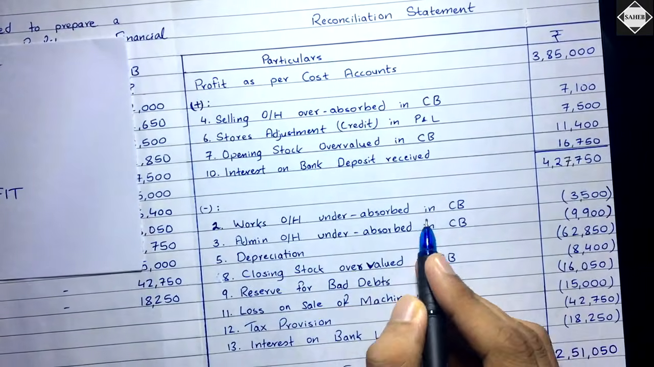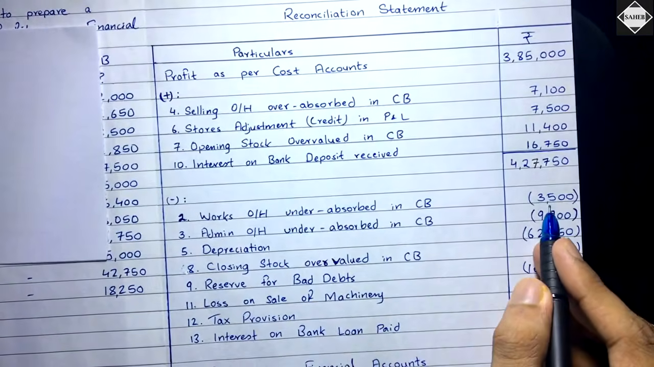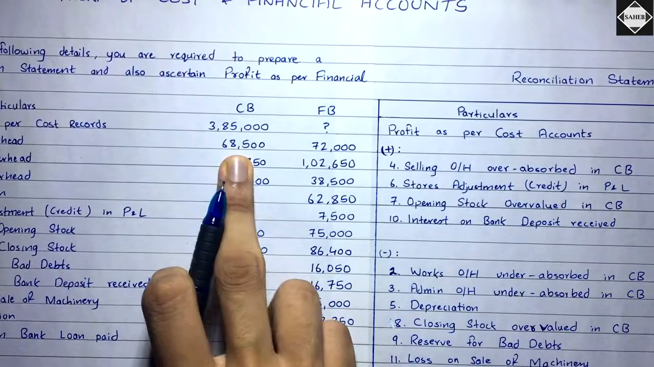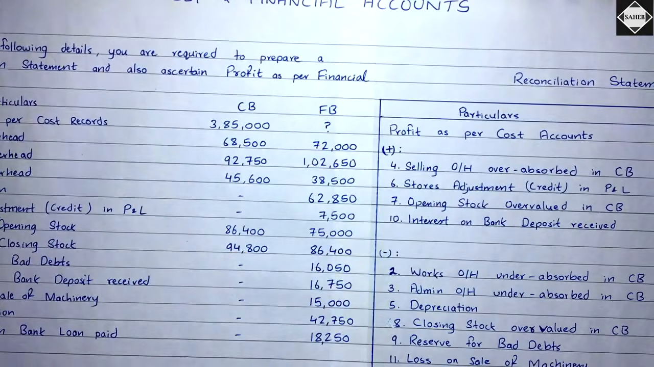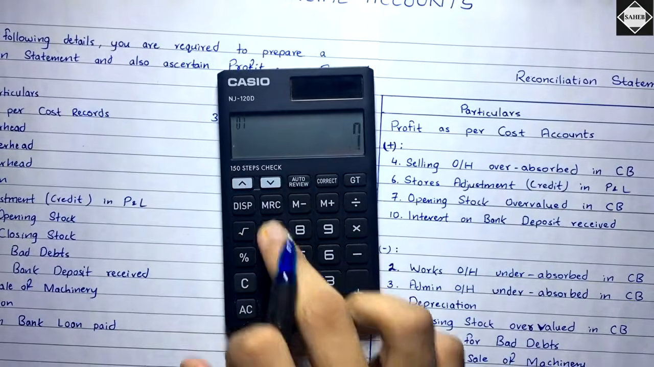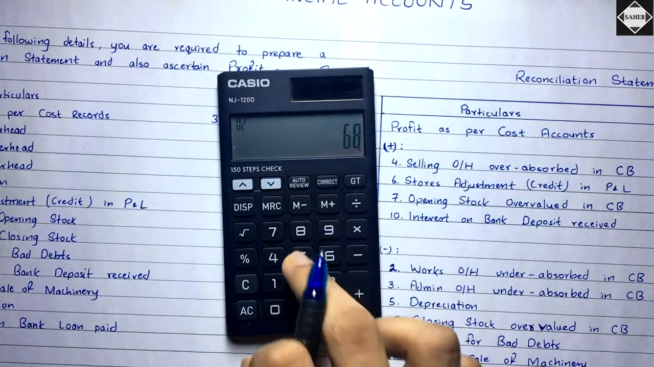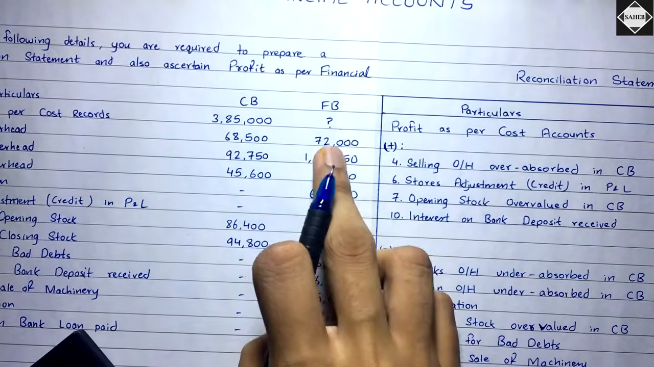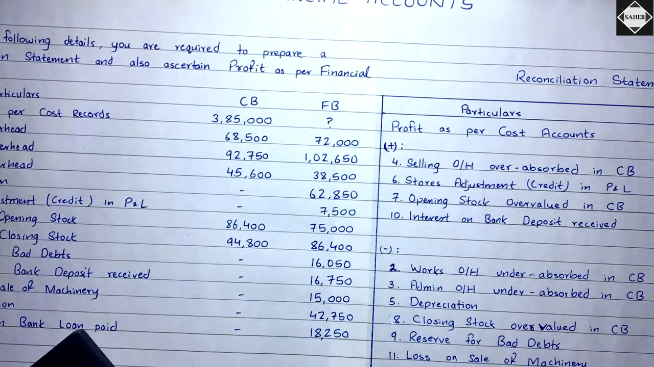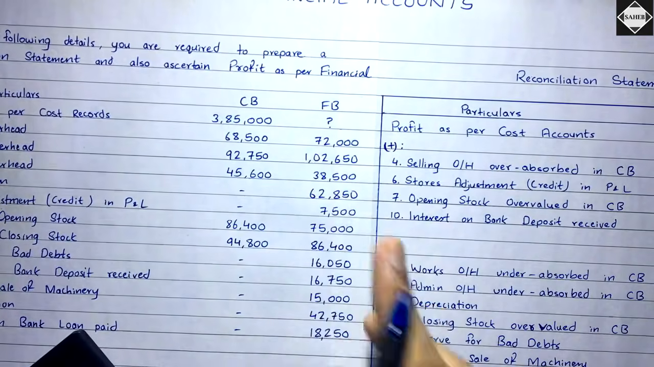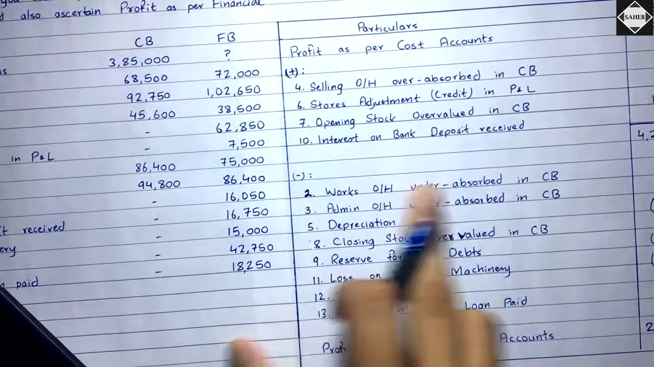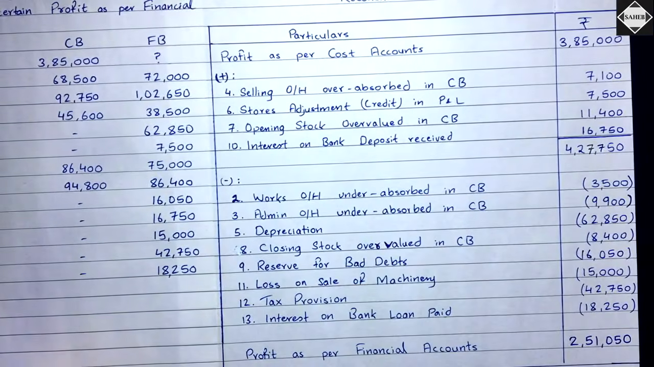See here, works overhead under-absorbed in costing books, that is equal to 3,500. How is it 3,500? See here, 68,500 and 72,000. You have to take the difference: 72,000 minus 68,500 is equal to 3,500. So in financial books it was recorded more by 3,500. That's why the financial profit impact is negative and we have to deduct the transaction. You all know this, isn't it? Yes.